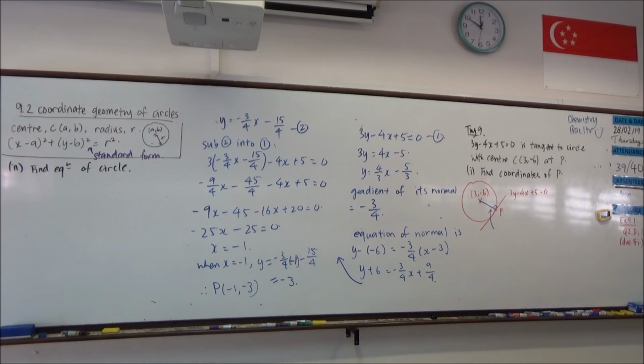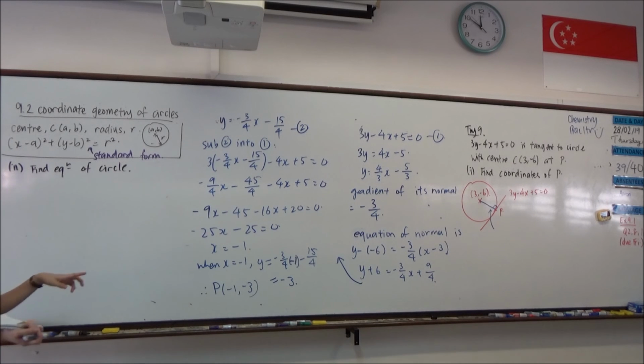Then in part 2, the question wants you to find the equation of the circle. If the question asks for the equation of a circle, they did not specify whether they want general form or standard form. Either will be fine. If you're really bad at expanding, you just leave it as the standard form. That will be good enough.